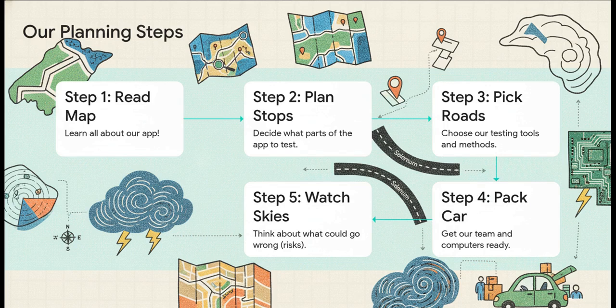We decide which parts of the app are the most important to check out first. Step 3, pick our roads. This is where we choose the special tools we'll use. Step 4, pack the car. We get our team and our computers all ready to go. And finally, step 5 is watch for storms, where we think about what might go wrong so we can be prepared.